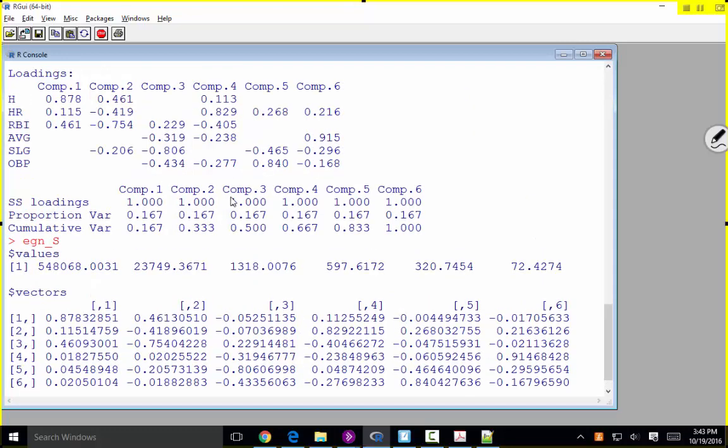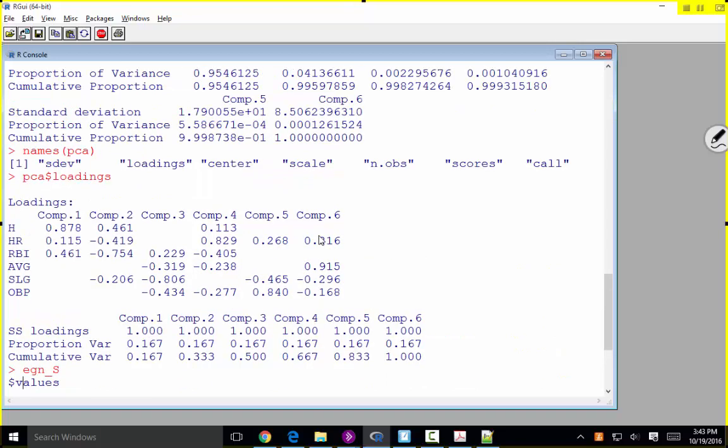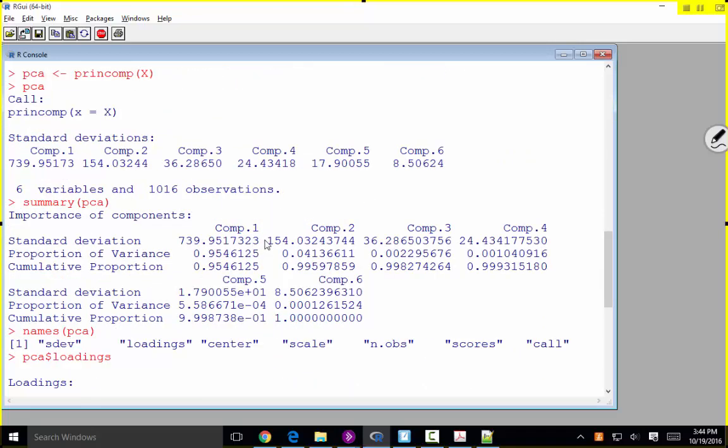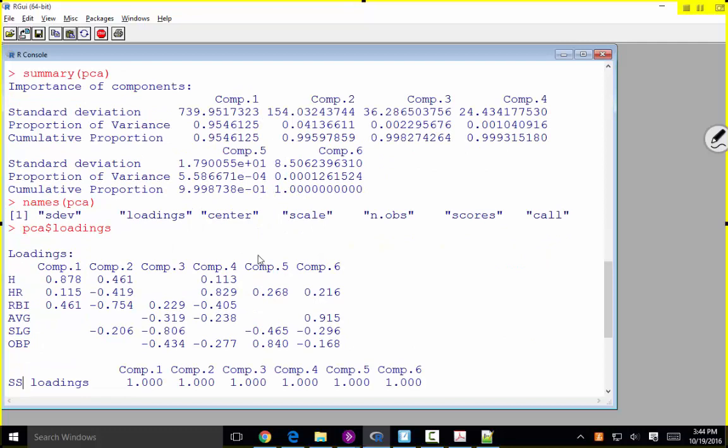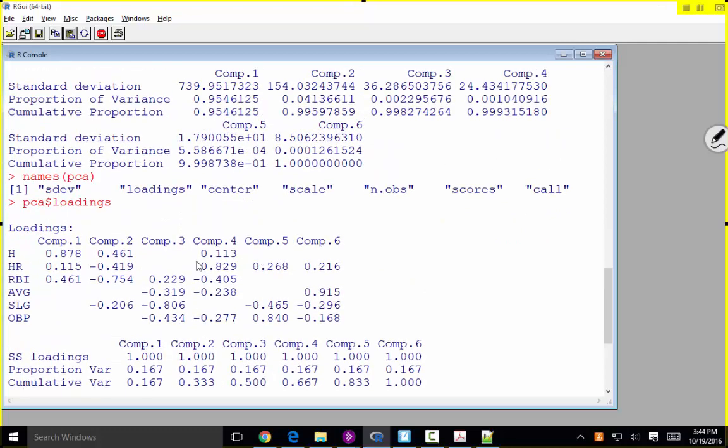Okay, so the output, let's use princomp. I like that one better. The output of princomp includes several things. The first thing I want to look at is what princomp calls its loadings. By loadings, what R means is the coefficients that define the linear combinations for the principal components.